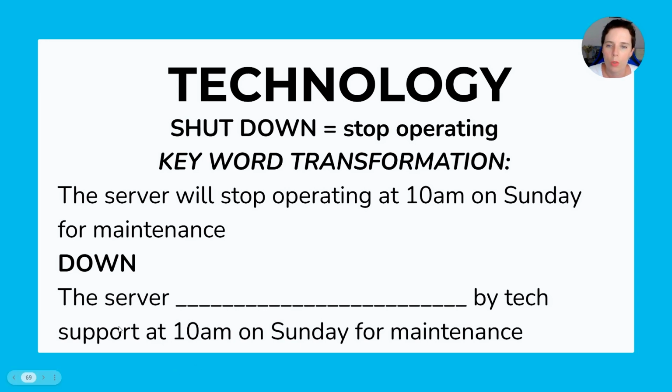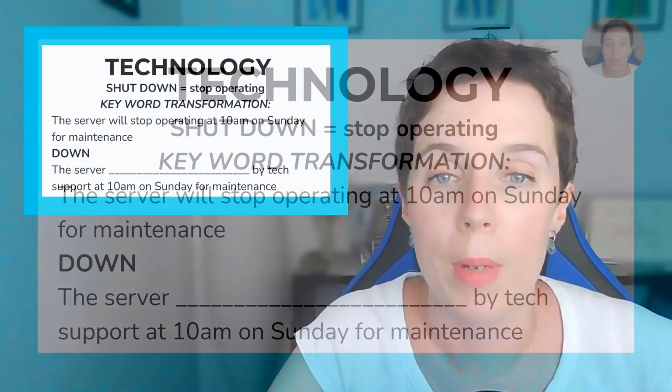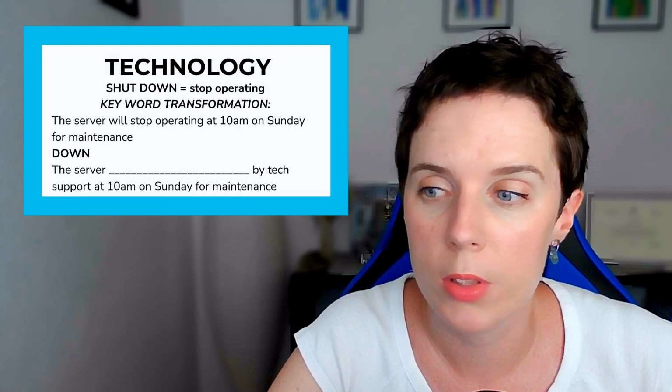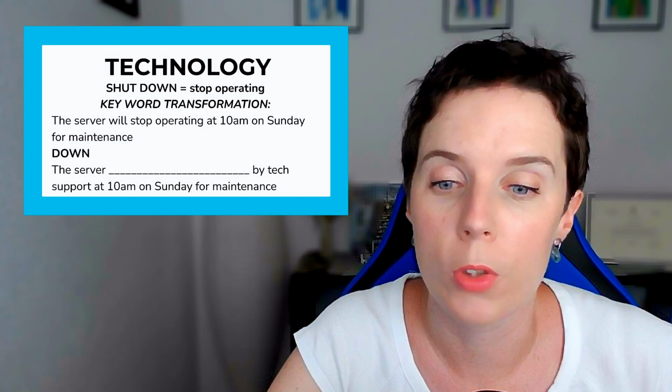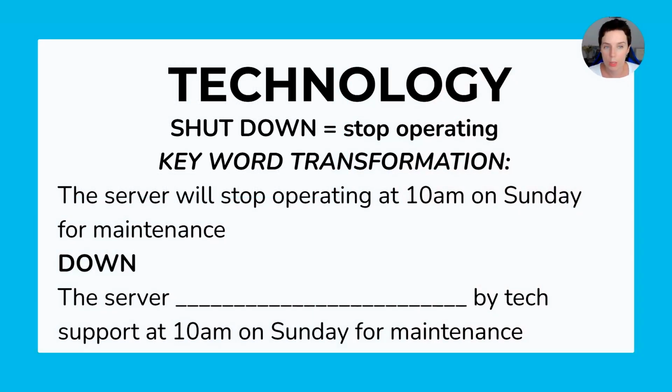And then we've got: the server by tech support at 10 a.m. on Sunday for maintenance. So we need to look carefully. If we've got by here, by tech support, often when you have by, that tells you that you need a passive form, because we often use by with passives. So you're going to need some kind of passive form and your verb as well, your phrasal verb. I'm going to give you 5 seconds. Again, have a look. Write in the comments if you think you know what the answer is. Off you go.